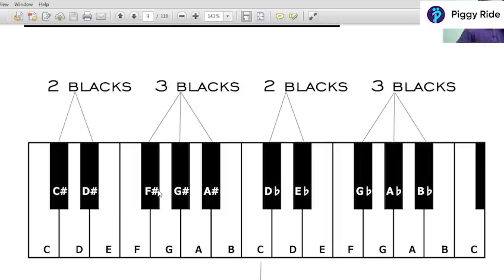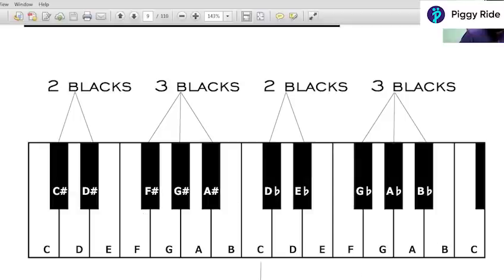Let's move on to the next group. This is the group of 3 black. In the group of 3 black, before the first black you will read F, after the first black G, after the second black A, and after the third black B. So in each group of 3 black you will read F, G, A, B. Here also, F, G, A, B. This is very simple.